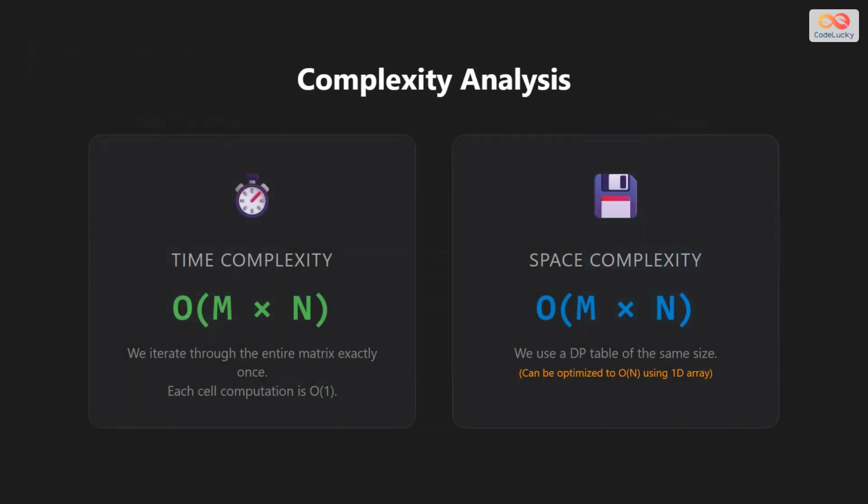This solution is very efficient. We iterate through the matrix exactly once, performing constant time operations for each cell. This gives us a time complexity of O of m times n, and the space complexity is also O of m times n for the dp table, though this can be optimized to O of n since we only strictly need the previous row.